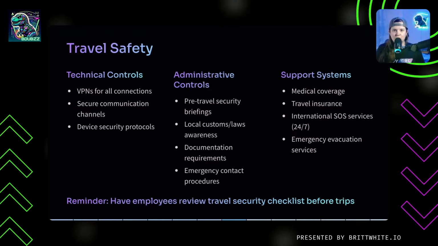For administrative controls, we handle the behind-the-scenes elements that keep everything running smoothly. Before anyone boards a plane, they must complete pre-travel security briefings. We make sure they understand local customs and laws in the location they're traveling to. What's acceptable in one country might be forbidden in another. We maintain clear documentation requirements and emergency contact procedures.